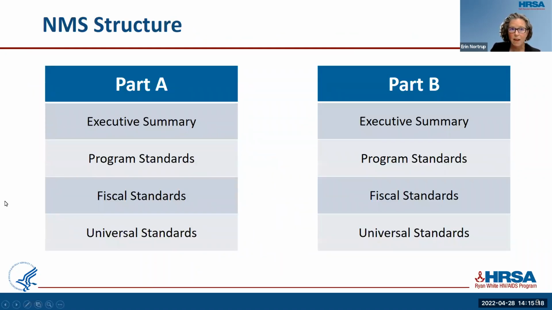So let's talk a bit about the structure of the national monitoring standards. The structure has been updated from three separate documents in a table format to one narrative document for Ryan White HIV and AIDS Program Part A and one narrative document for Ryan White HIV and AIDS Program Part B. Each part-specific narrative document includes several components to include the executive summary, program, fiscal, and universal components. Of note, while there are separate fiscal and program national monitoring standards for Ryan White HIV and AIDS Program Part A and Part B, the universal component addresses general requirements for both Part A and Part B of the Ryan White HIV and AIDS Program. Additionally, the executive summary is the same for both the Ryan White HIV and AIDS Program Part A and Part B national monitoring standards. It provides high-level information on the national monitoring standards.